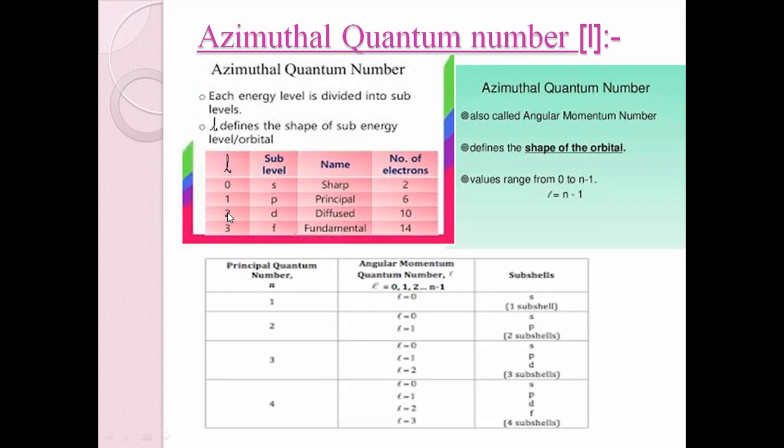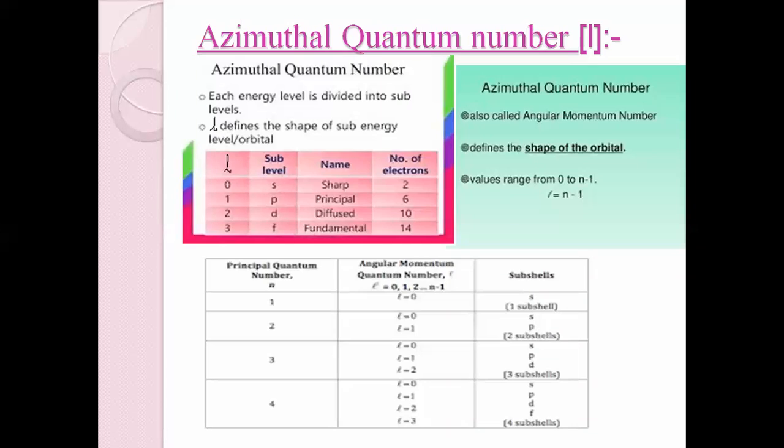Okay, but I had told you the value of L always ranges from 0 to n minus 1. ठीक है, ये आपको याद रखना है. बल्कि आपको आंसर यहाँ मिला 1, तो आप उसको लिखोगे कैसे? L is equal to 0, 1 आने तक आपको लिखना है. L is equal to 0, L is equal to 1. 0 represents S subshell, 1 represents P subshells.